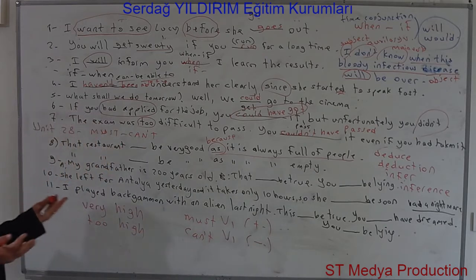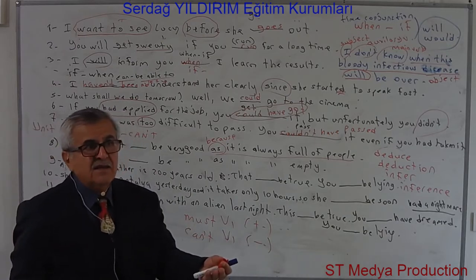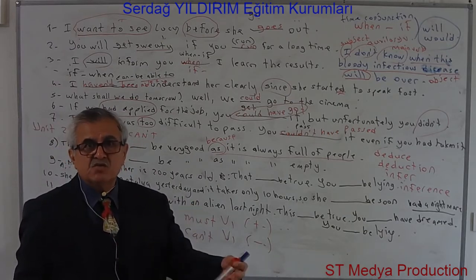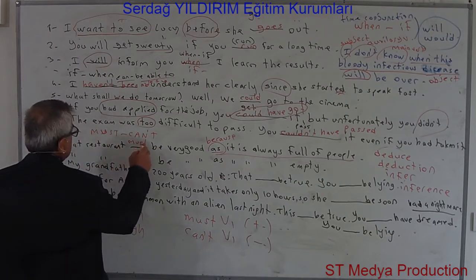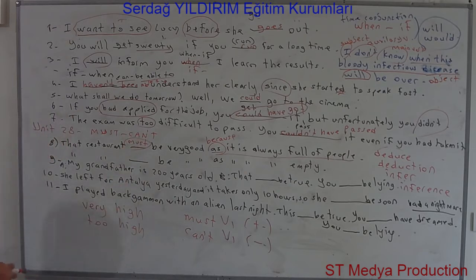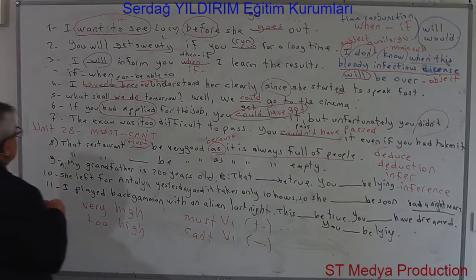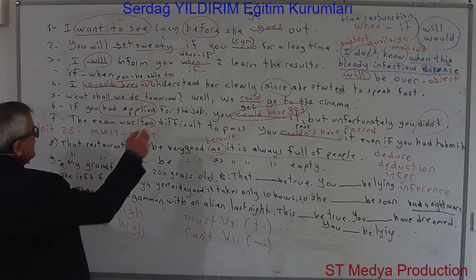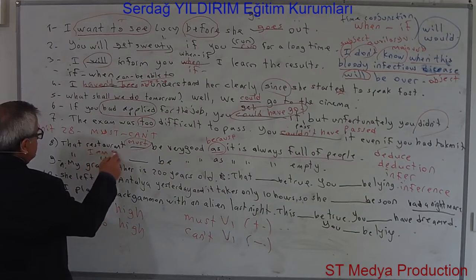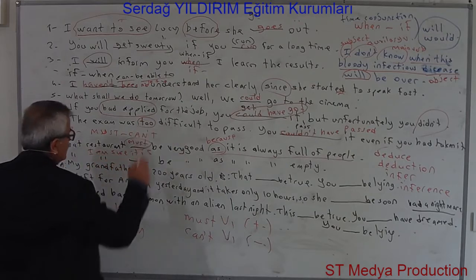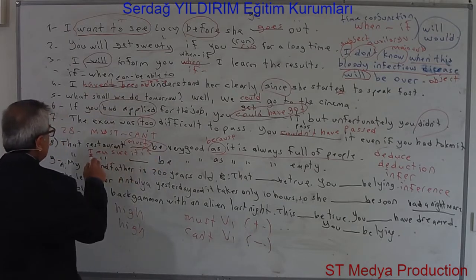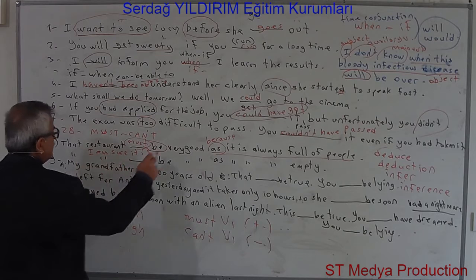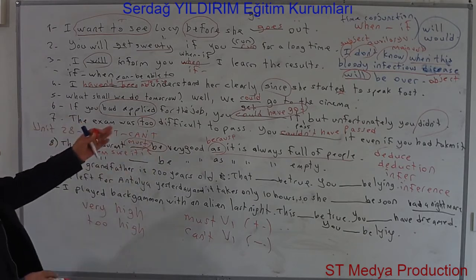So, I don't know it. I haven't been to that restaurant so far, but that restaurant must be very good. So, in other way, my friends, must here means I am sure it is very good. Not must be very good. We can say, instead of both of these, I am sure it is very good, as it is always full of people.